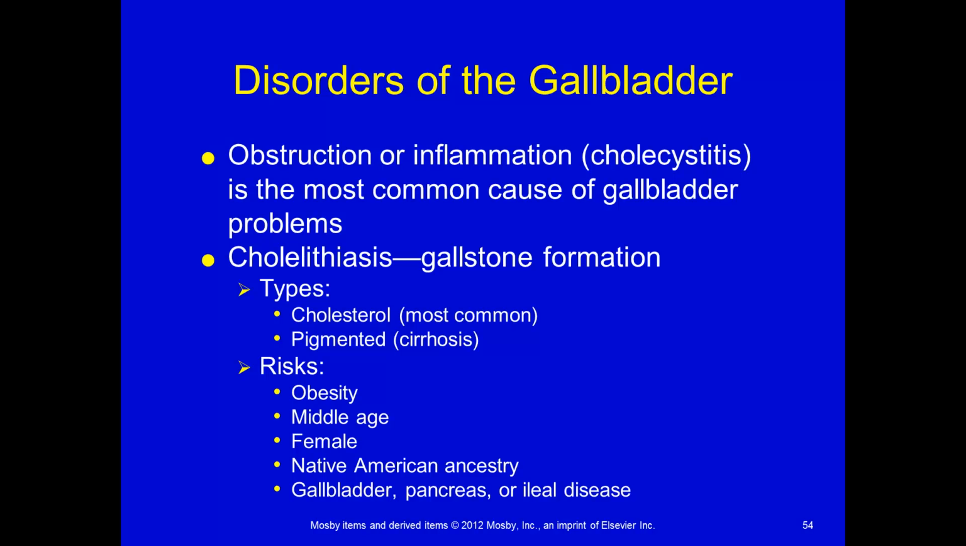For gallstone formation, there are a couple different types. Often the most common type is cholesterol, but there's another type of gallstone formation that you can see with cirrhosis, which is called pigmented cholelithiasis. And there's a bunch of different risk factors for who or why someone might be at risk for gallstone formation. You can see the risk factors here: obesity, middle age, female, Native American ancestry, and do they have other sort of accessory organ diseases going on.